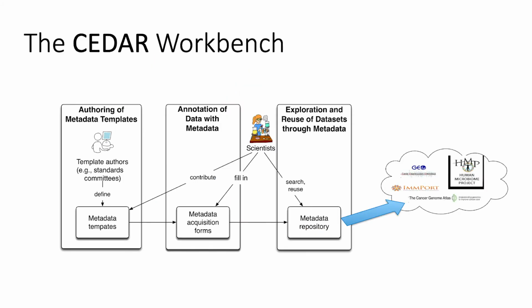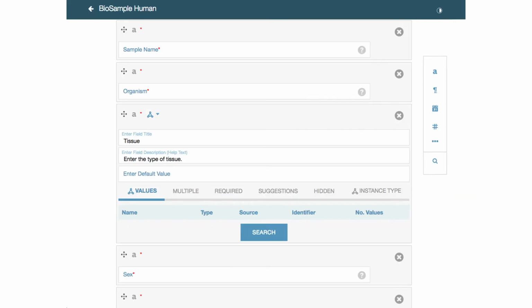So the question becomes, how do you create such a template in the first place? The left column in that diagram shows the step of entering the template information. And what we do is we have a whole environment whereby users can say, well, if we're entering biosample human template data, then there's going to be a sample name, which is going to be alphanumeric.